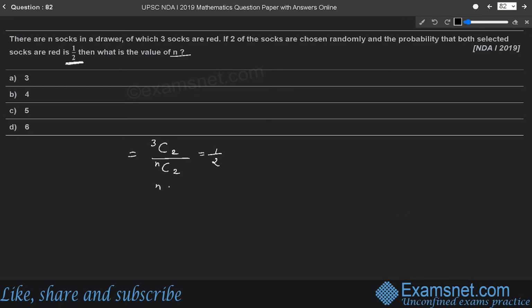So it will be nC2 is equal to 6. From here we can get the value of n, which will be 4. So the correct option for this question is option number B. See, it is a very simple question. It does not require more than 5 seconds to solve it.